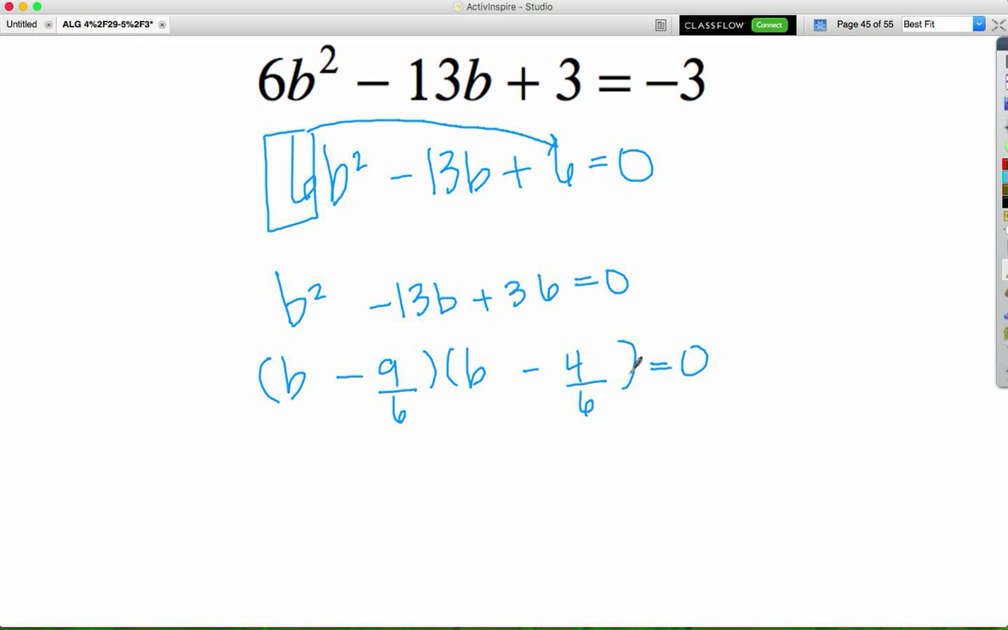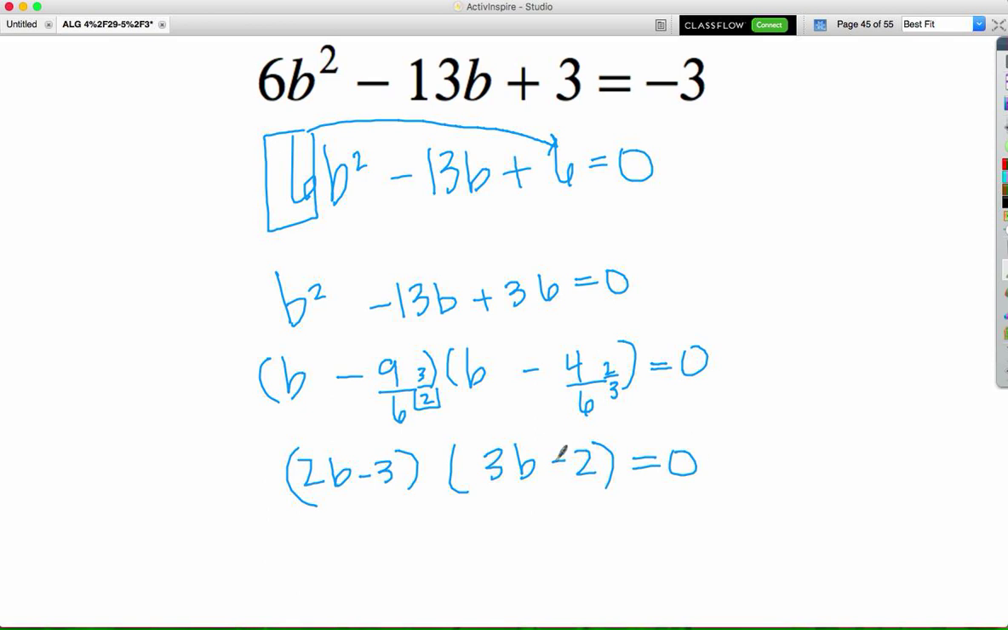Perfect. So I do need to reduce it, though. Even if it doesn't come out to be a whole number, I still do need to go ahead and reduce it. So 9/6, what does that reduce to? 3 halves. And then 4/6 reduces to what? 2/3. So because there's still a denominator, we did that bottoms up. This is really 2b minus 3, and this one's really 3b minus 2 equals 0. So these are the factors.